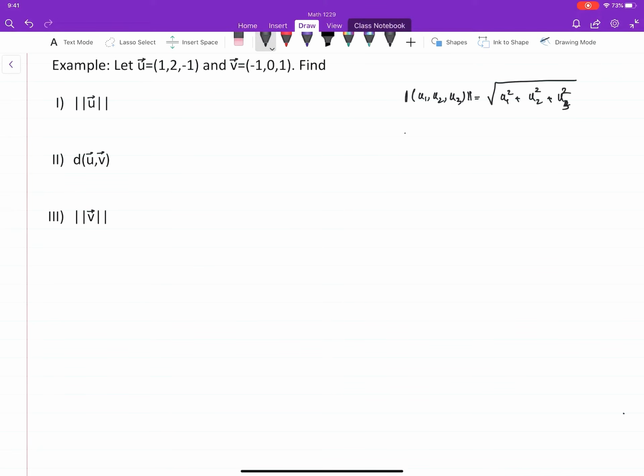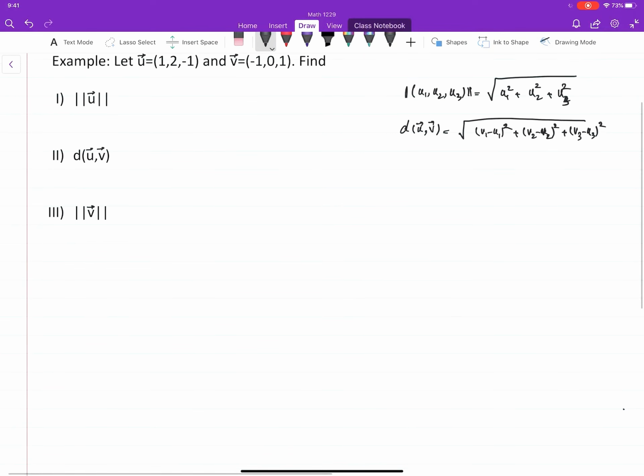How about the distance? The distance of two vectors is, well, subtract the corresponding components. For example, v1 minus u1, then v2 minus u2, then v3 minus u3. Square each one and then add them.